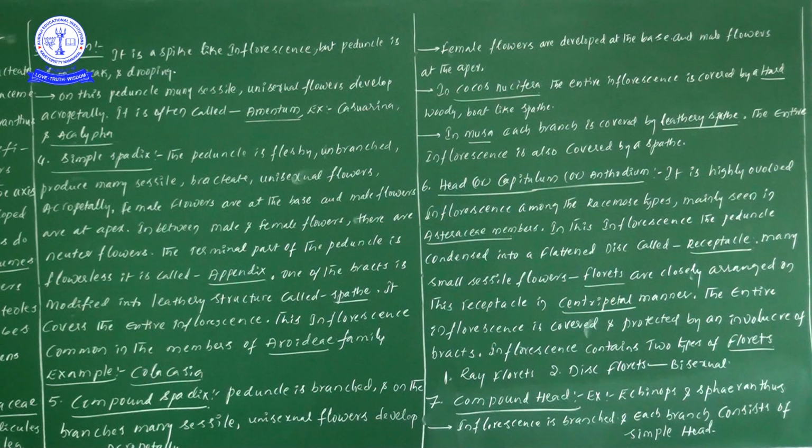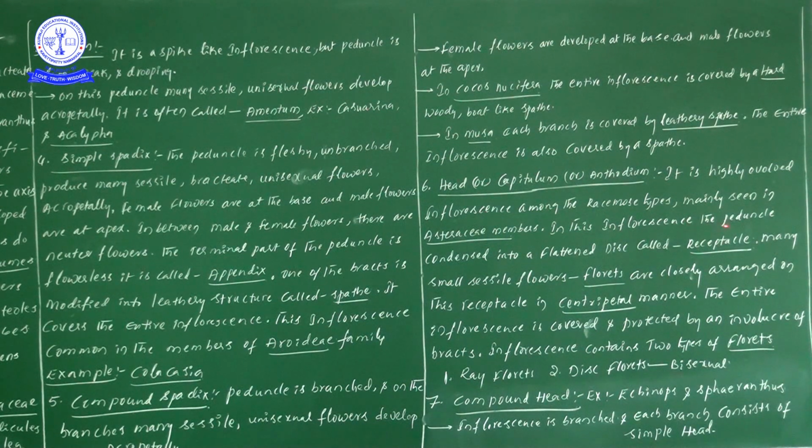So in comparison, in racemose inflorescence, though there are so many different types, which one is highly developed or highly evolved? Head inflorescence is the very developed one. Head inflorescence or capitulum or anthodium, highly evolved inflorescence among the racemose types, mainly seen in Asteraceae family members. So sunflower is there, no? Sunflower plant, Asteraceae family members consist of highly evolved inflorescence.